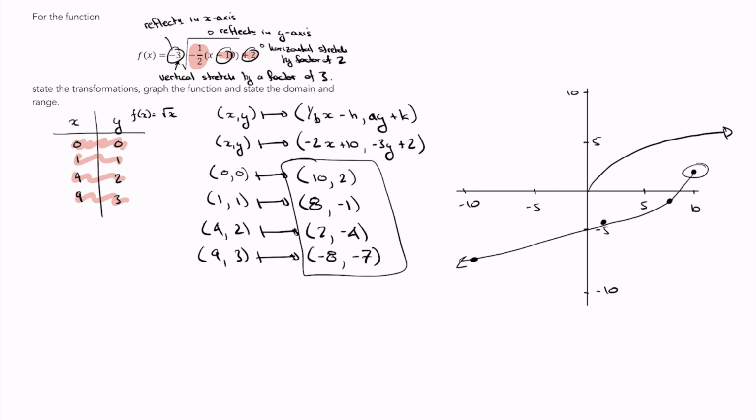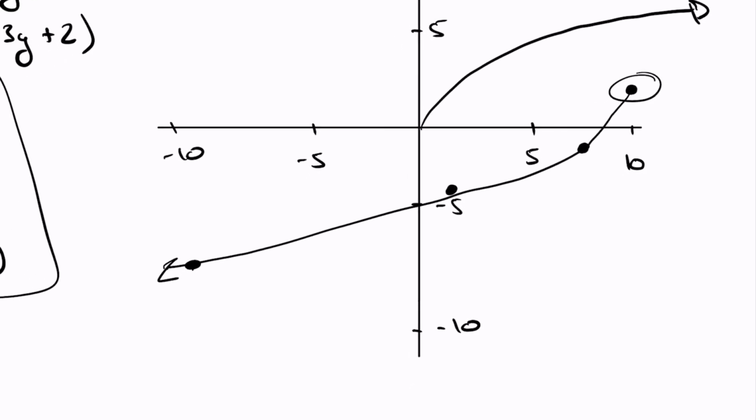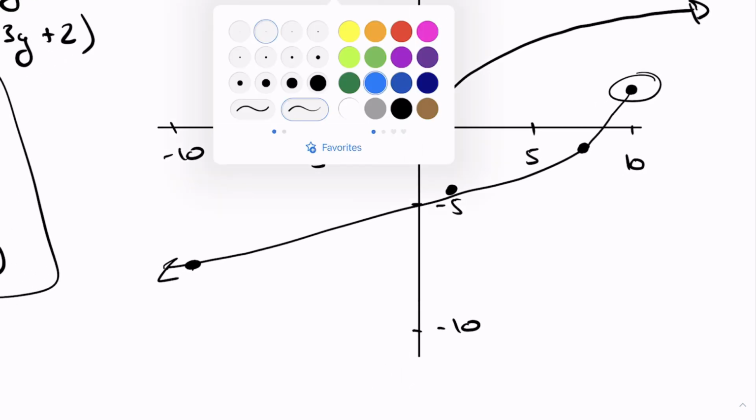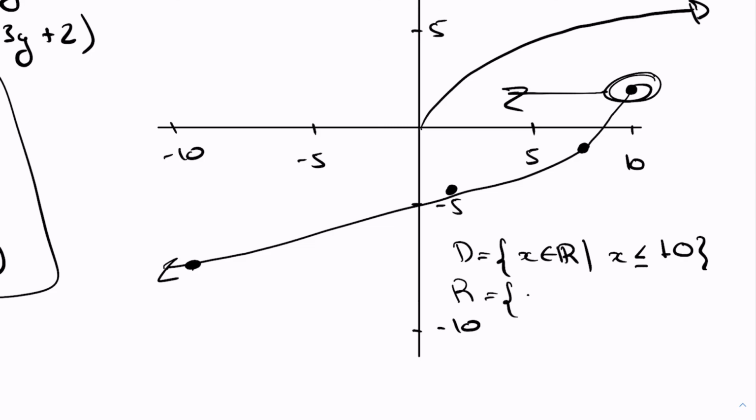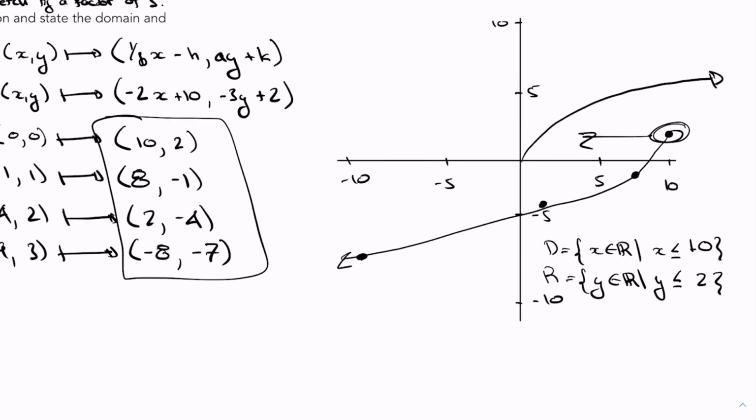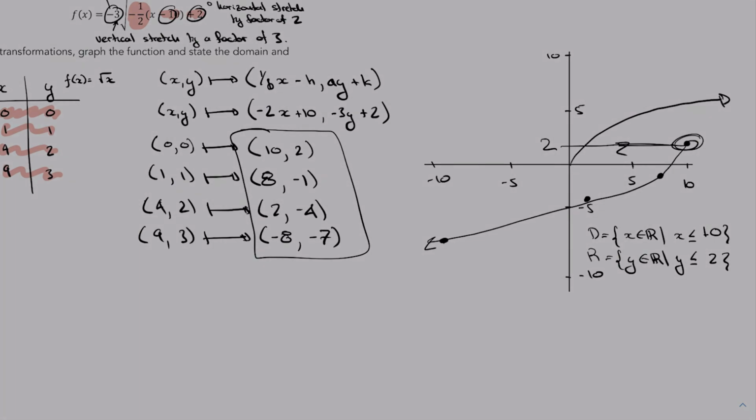One last thing we want to include is the domain and range. Well, this is not too difficult. The domain is going to be all real numbers such that x is less than or equal to 10, because it's everything from here back. And the range is going to be all real numbers such that y is less than or equal to 2, because it's up here at 2 that we have our topmost value. So there is our function graphed.